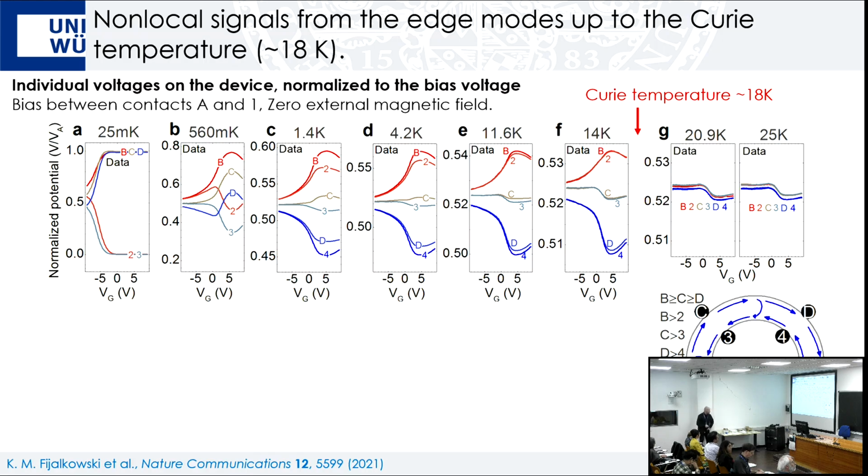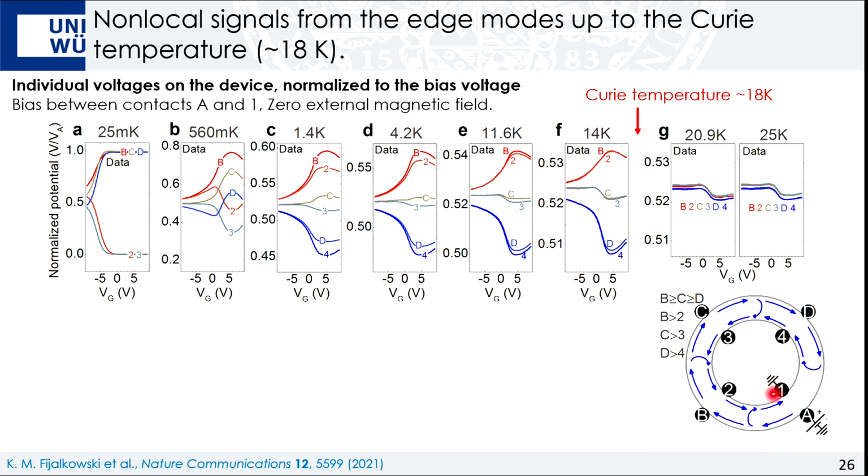Yeah, so what do we do here? We make a non-local measurement. Again, we use the same Corbino-like device. We apply a bias voltage to contact A. We ground contact 1. And then we record voltages at all the remaining contacts. And we see how these voltages change with gate voltage and with temperature. So here you can see a couple of gate sweeps with all these individual potentials plotted: 25 millikelvins, half a kelvin, 1 kelvin, 4 kelvin, 12, 14. Then we have a Curie temperature of some 18 kelvins or so. And then we have 21 and 25.